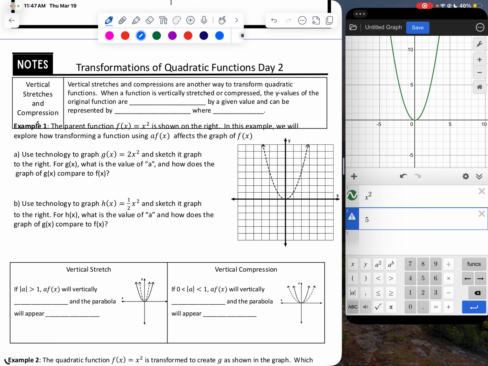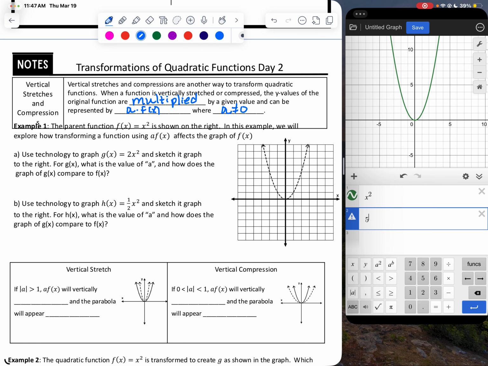Our first dilation is a vertical stretch or compression. Vertical stretches and compressions are another way to transform quadratic functions. When a function is vertically stretched or compressed, the y values of the original function are multiplied by a given value and can be represented by a times f of x, where a cannot equal 0. So let's do an example of this.